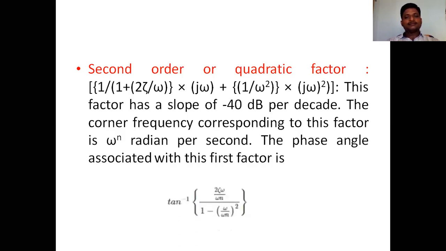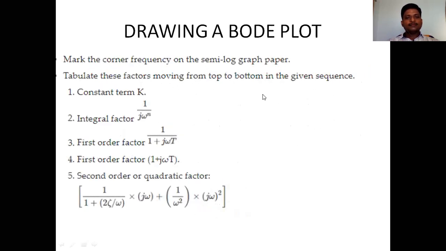And if you want to calculate the phase for functions like this, then phase phi is equal to tan inverse of 2 zeta omega n by omega n times 1 minus (omega by omega n) squared. So using this formula, you can easily calculate the phase also. Similarly, now let us look into how to draw a Bode plot. First, you have to find the corner frequencies.